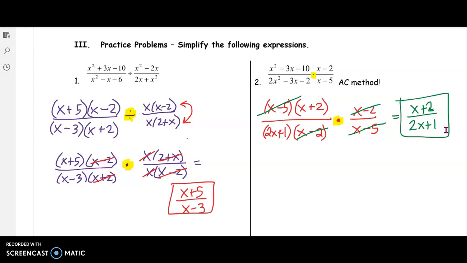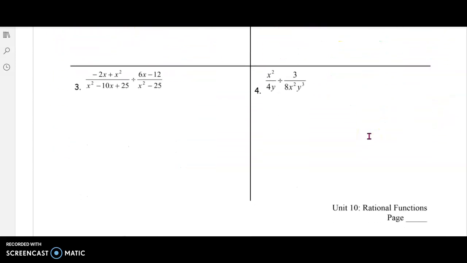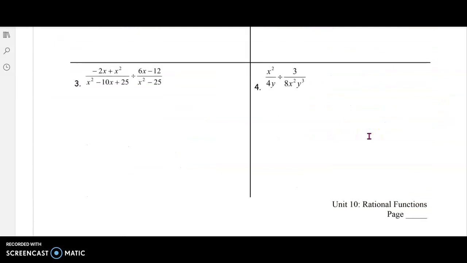So really, it's really heavy on factoring. To do this, you need to be able to factor. If you're struggling with factoring, make sure to go into tutoring with Miss Silva, Miss Gonzalez, myself, I'm in 8310, or Miss Villers. Now take a moment to try questions 3 and 4. Pause the video, try them, and then unpause the video to check your answers.